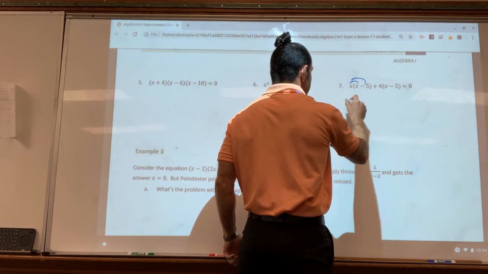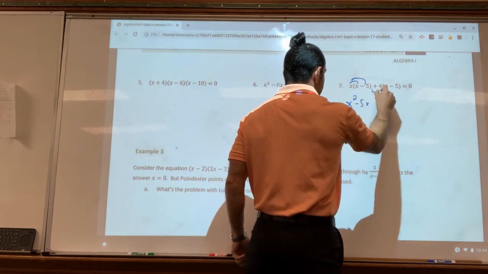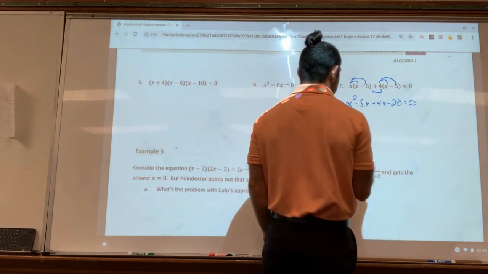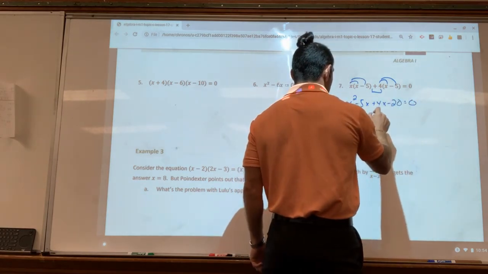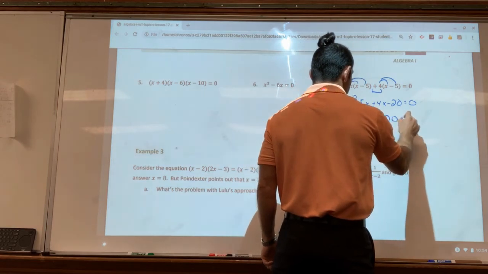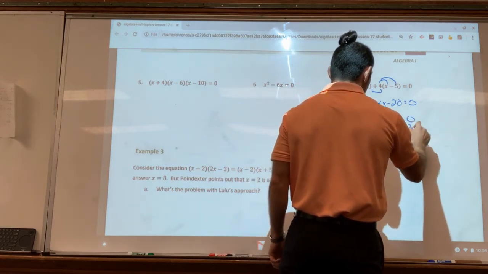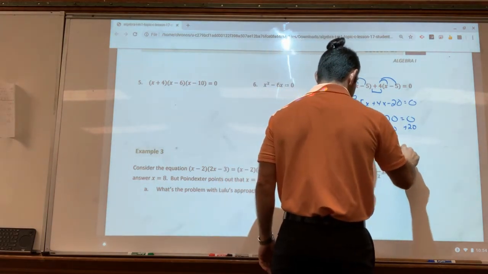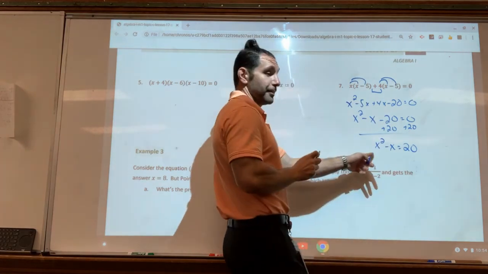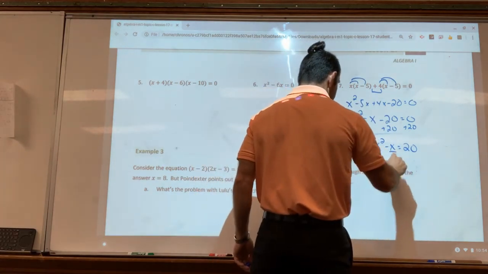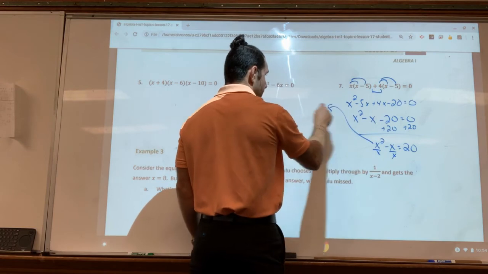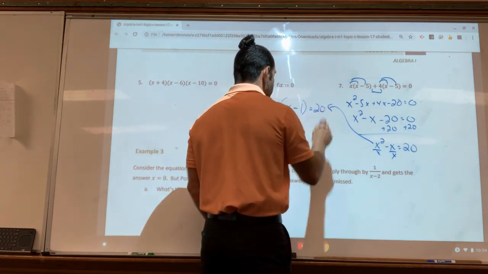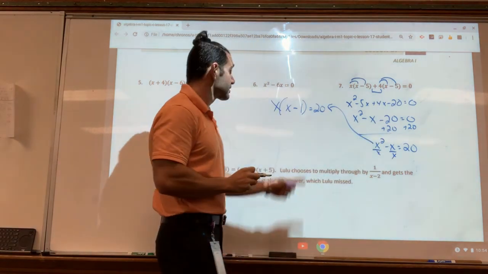I distribute. X squared minus 5x plus 4x minus 20 equals 0. Combine like terms. X squared minus x minus 20 equals 0. I add 20 because I want to get rid of those constants from the side before I factor. X squared minus x equals 20. Now can I factor this? Absolutely. Divide out x. That leaves me, I'm just going to bring it up over here. X times x minus 1 equals 20. Where'd you get the 1 from? X divided by x is my 1.